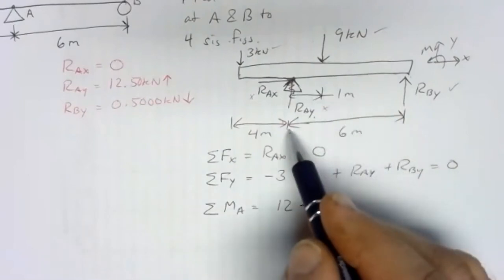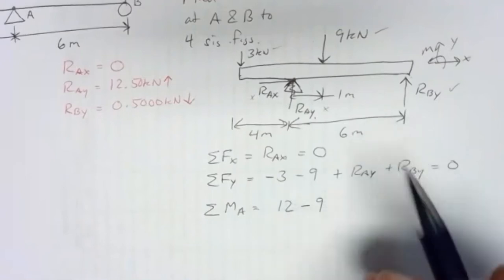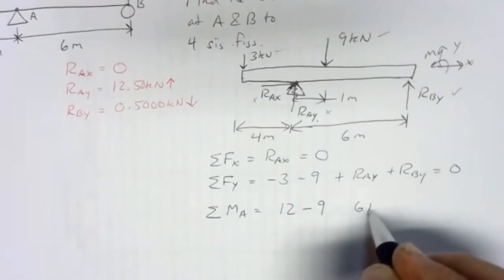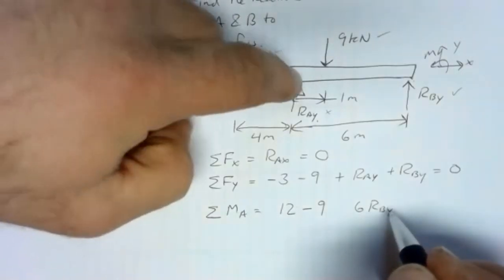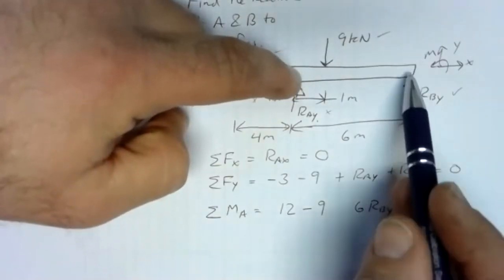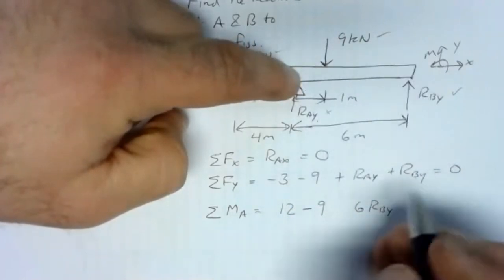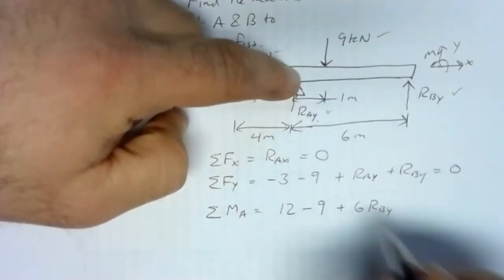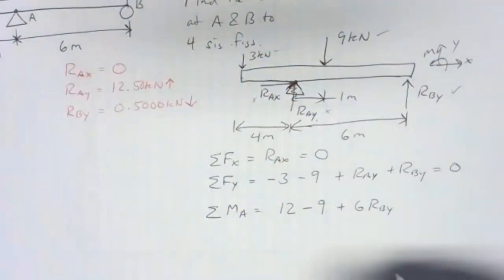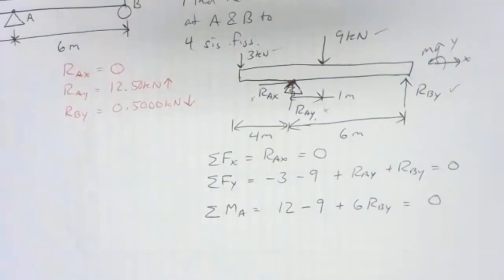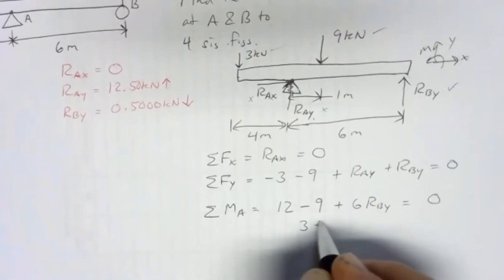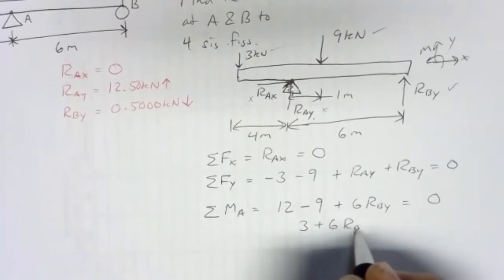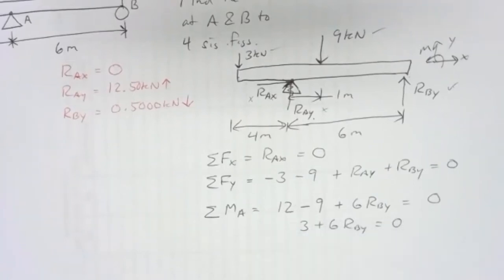And clockwise moments are negative. And then we've got RBY, which is 6 meters away. So we have 6 RBY. If we're pinning at A and pushing up at B, that would be a counterclockwise moment, and counterclockwise moments are positive. So that sum equals 0. And that equation we can solve. 12 minus 9 is a positive 3, so we have 3 plus 6 RBY equals 0.